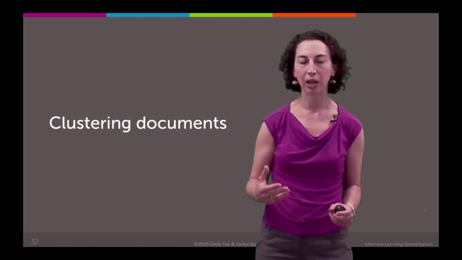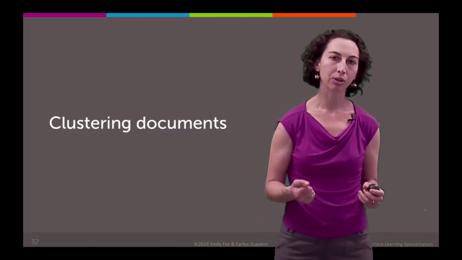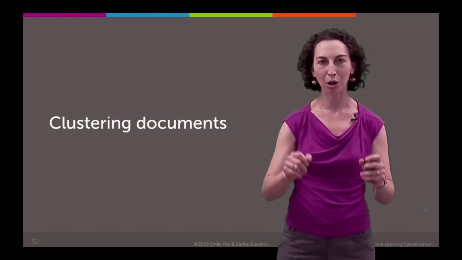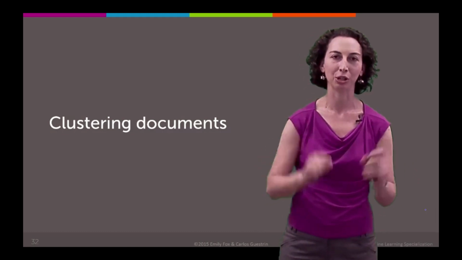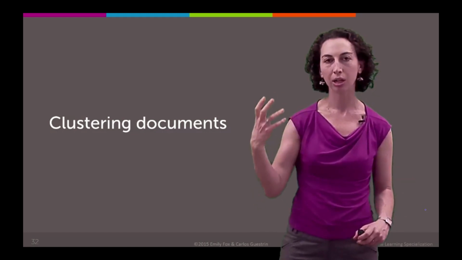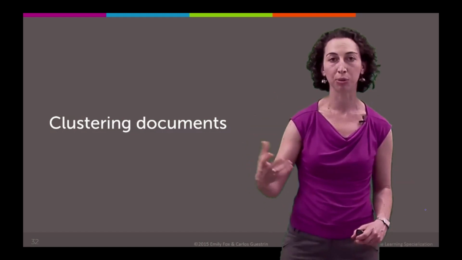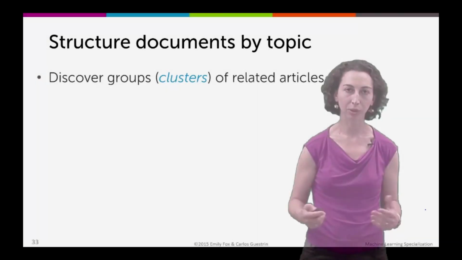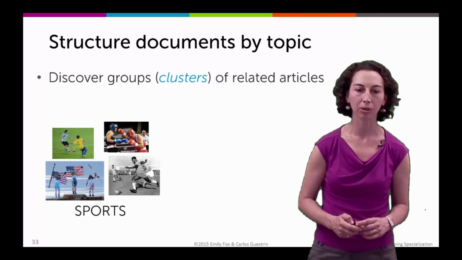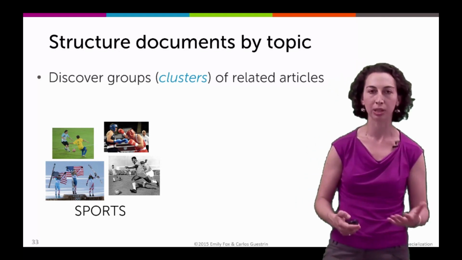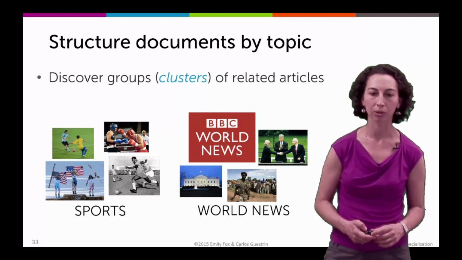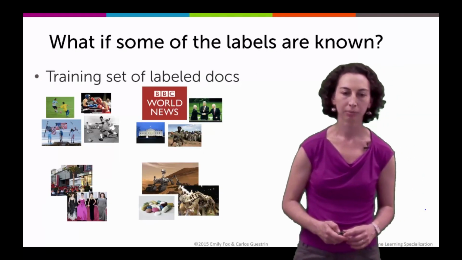But a challenge here is the fact that these articles aren't going to have labels. It's not going to be like the New York Times where somebody says, this is an education article. Okay, all we have are articles, and what we'd like to do is discover these underlying groups of articles. So the goal is to discover these groups or clusters of related articles, and like I mentioned, one might represent a set of articles like sports, and another one a set of articles about world news.